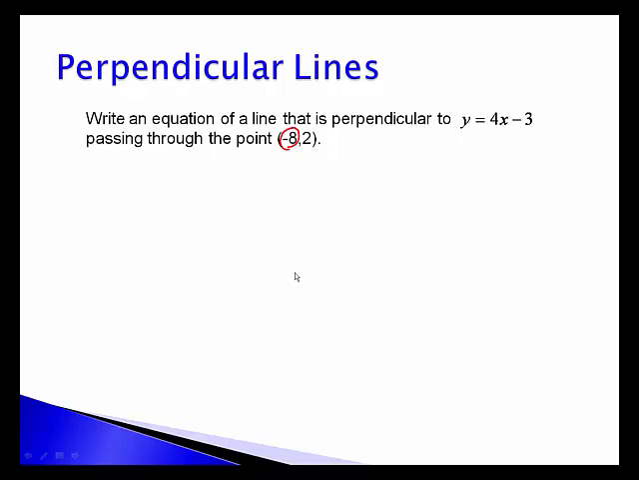So let's look at this line right here. It has a slope of 4. Remember, a line perpendicular to it will have a slope of negative 1/4.